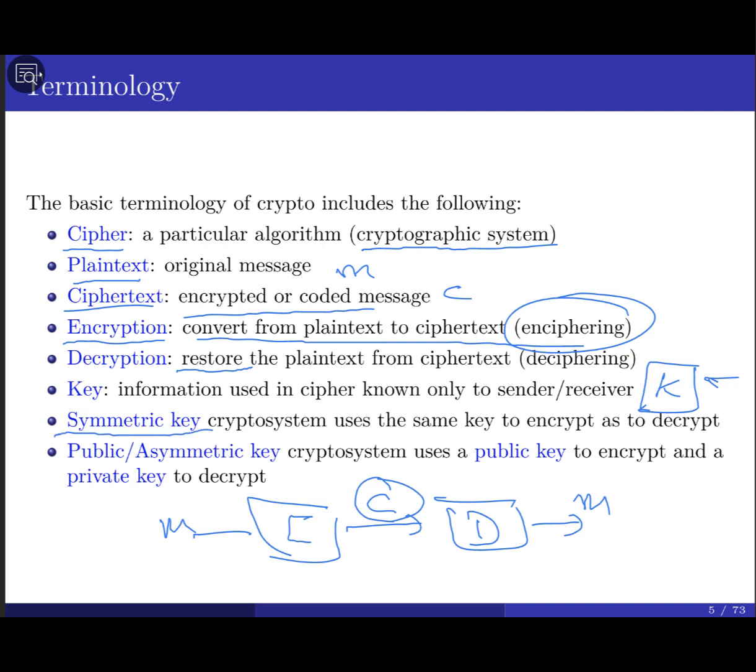Symmetric key, or the private key, or one key, is the cryptosystem, or the cryptographic system, or let's say a cipher, that uses the same key to encrypt and decrypt the data. So exact same key. The sender and the receiver must have the key.